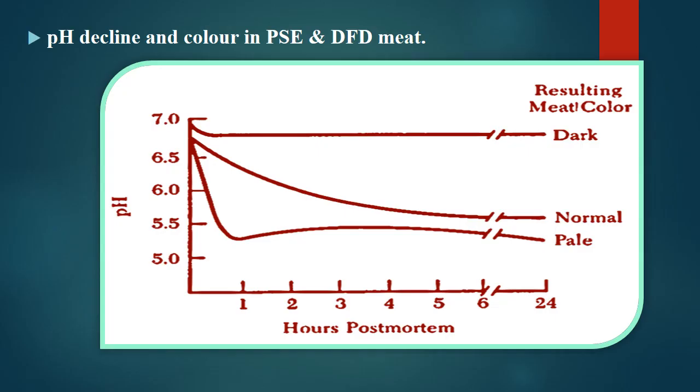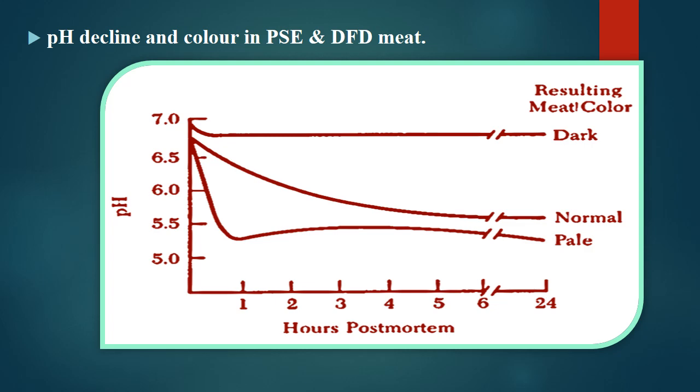So here once again we can see the decline in pH and color of meat. The topmost one, which is DFD condition, has a very poor fall of pH and is dark in color. That is because it absorbs more light, so it looks dark. Then the second one is normal, which will have a normal color, and the third one is pale, where there is a sudden fall of pH, and that will reflect more light, so it will look light. So in the previous slide I made a mistake. This is due to more reflection of light and it looks pale.